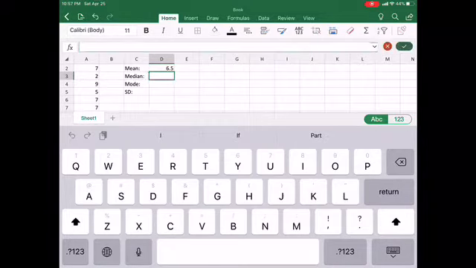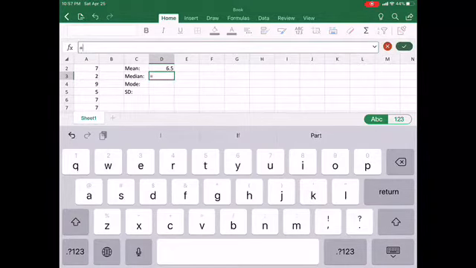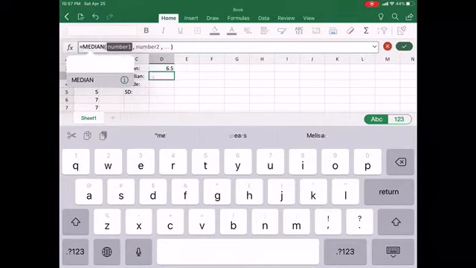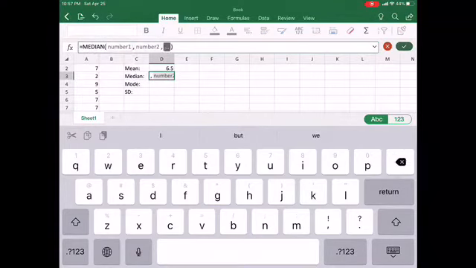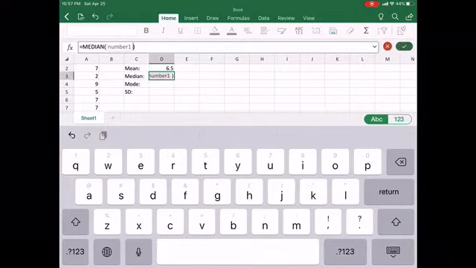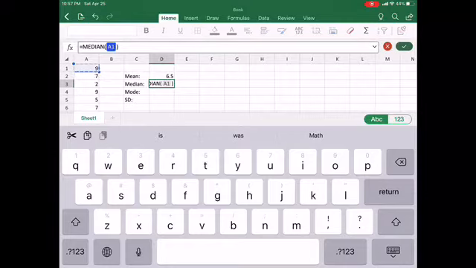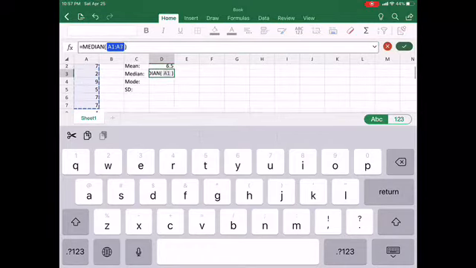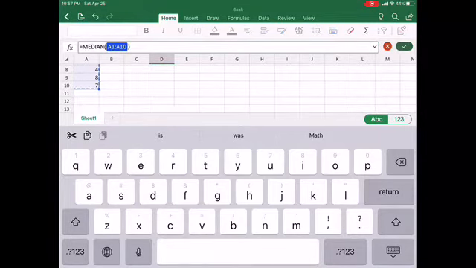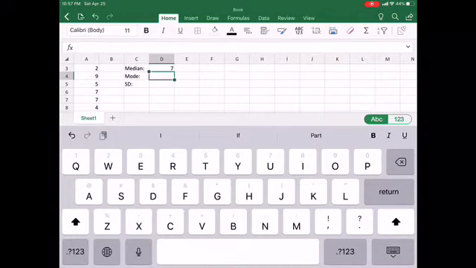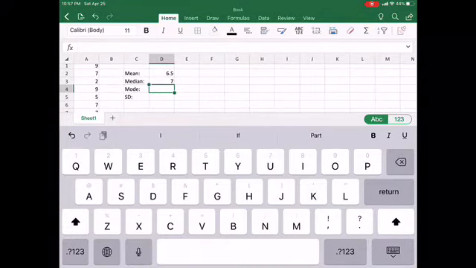Next is the median. So again, I start with the equal sign so that Excel knows I want it to calculate something. And then I start typing in the word median and see it pops up here in my drop-down menu. Again, I have to tell Excel what values I would like the median of. So I'm going to select my first value and then just drag this box down so that it highlights all my numbers. And here I can see that the median is 7.